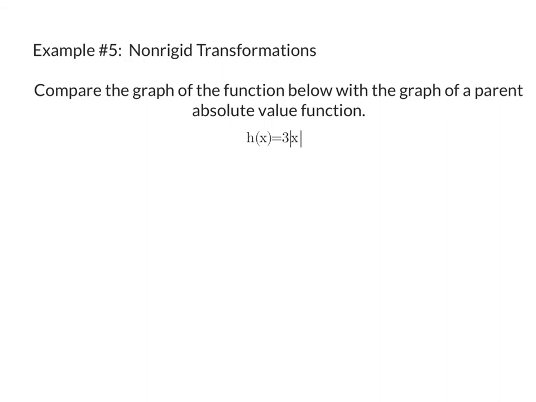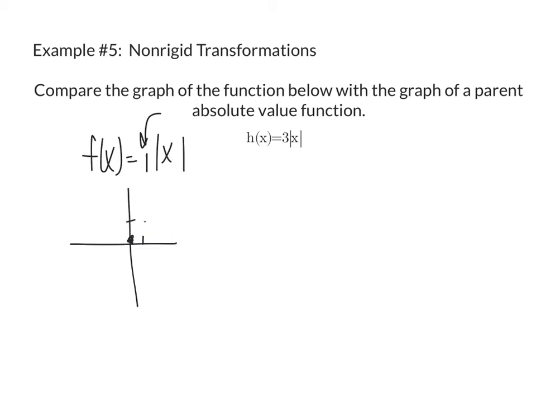So in example 5, we're going to compare the graph of the function below with the graph of a parent absolute value function. Remember, the parent absolute value function is, for example, f of x equals the absolute value of x. As a reminder, it starts at the origin, and the number in the front that you don't see is a 1. Its slope is telling you for whatever you do to one side, you do to the other side. So you go up 1, right 1, plot a point, up 1, right 1, plot another point, and then you're going to have the exact same on the opposite side. So that's the parent function.